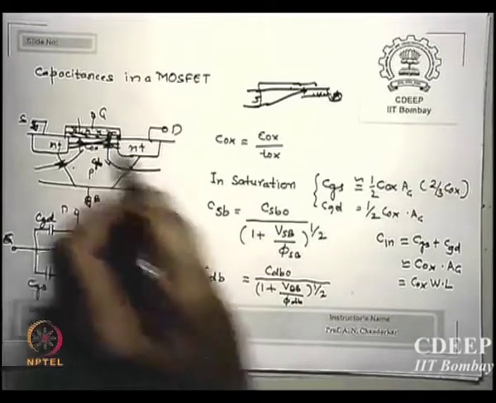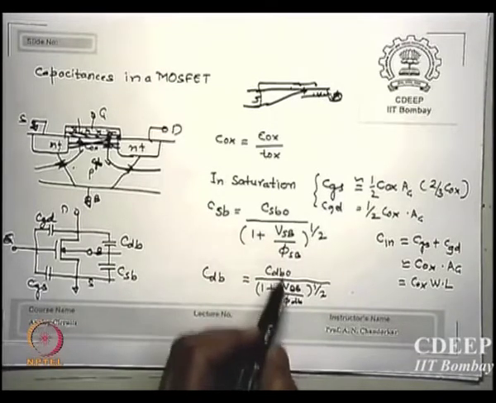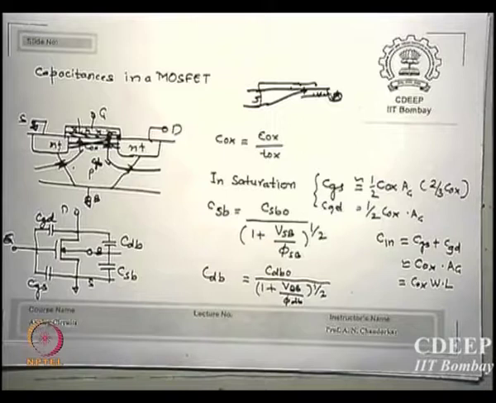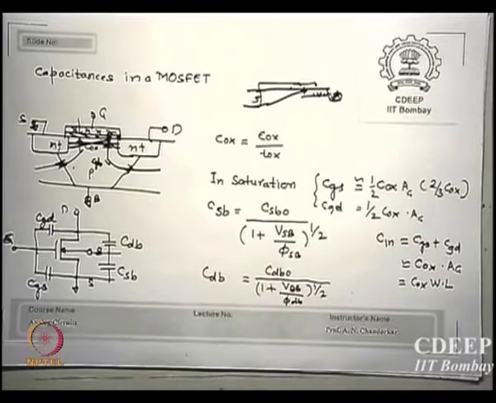We add a little extra N there. In that case, the dopings are different and phi is also different. So in the general formula we write phi SB and phi dB, but normally phi SB is equal to phi dB in our case. So I can calculate all the capacitances. In our course we may not calculate, but we just want to show you that we can evaluate the capacitances for a given technology and given bias.